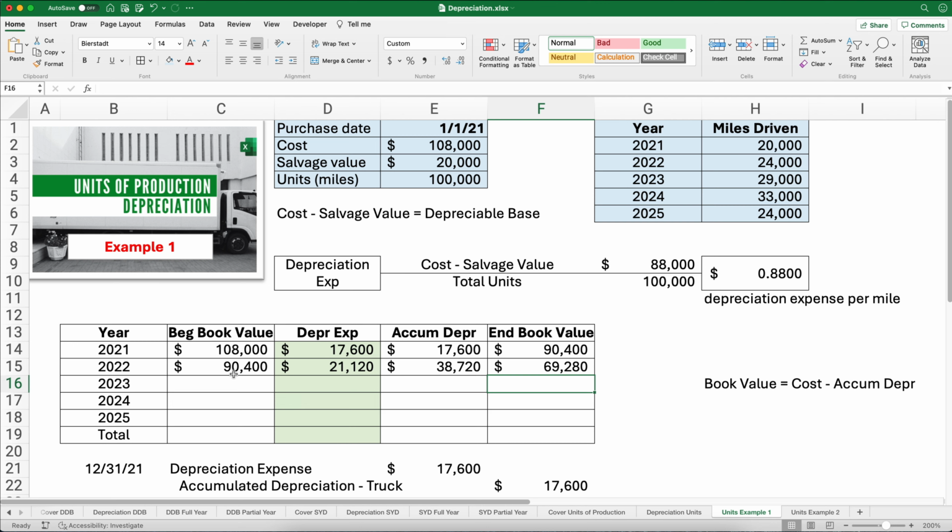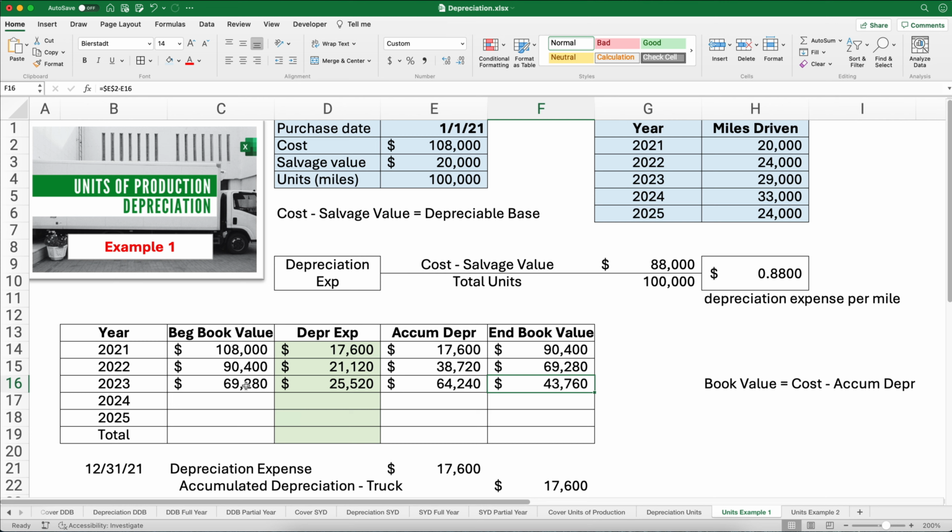So let's do one more, then I'll copy it. So our beginning book value is going to be the $69,000, the ending of the previous year. The depreciation expense is going to be 29,000 miles times the 88 cents. Now I'm going to make the 88 cents absolute so I can copy it down, and it'll pick up the 33,000 and the 24,000 respectively on the next one. The accumulated depreciation is going to be the previous 38 plus the current 25. So now it is at 64,000. We're going to have 108 minus the 64,000. So our ending book value is going to be 43,760.